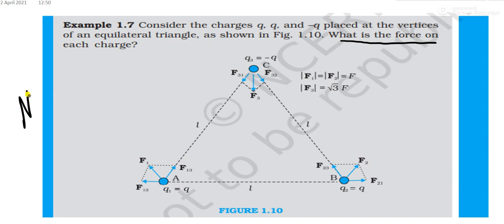Okay, it is an NCERT example problem in Physics, Class 12. It's a very important problem. They asked what is the net force on each charge.